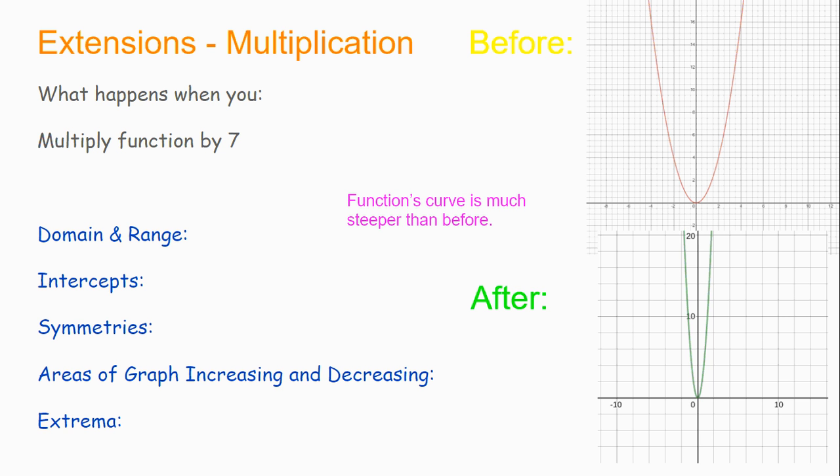So then for the areas of graph increasing and decreasing, it is also decreasing from negative infinity all the way to 0, and from 0 all the way up to infinity. And then the extrema, the absolute maximum is just infinity because it's infinitely going up, and then the absolute minimum is 0 because it's never past 0.